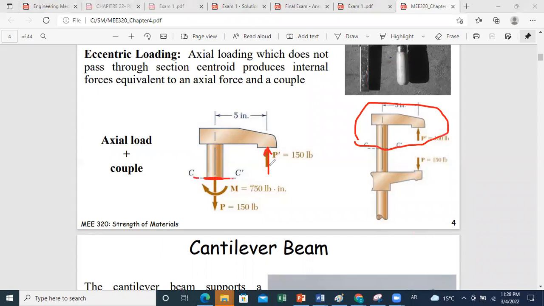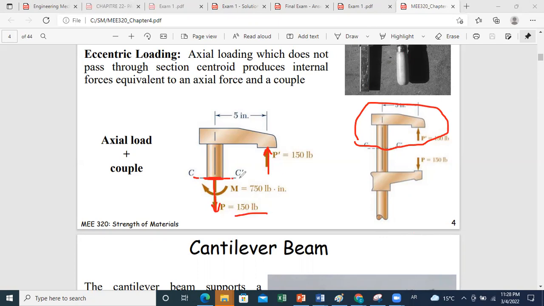Now, if you do sum of Fy equals 0, you will see that you have an axial load acting on your section, and it should be in magnitude equal to P prime, and in direction it should oppose it. So it will be downward, equal to 150 lb.